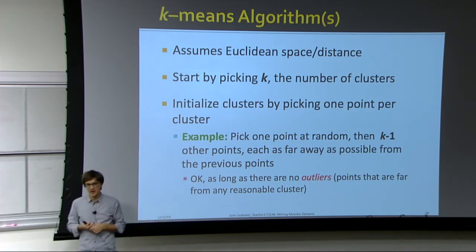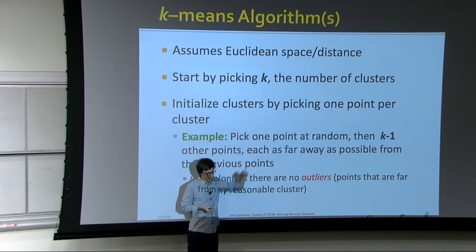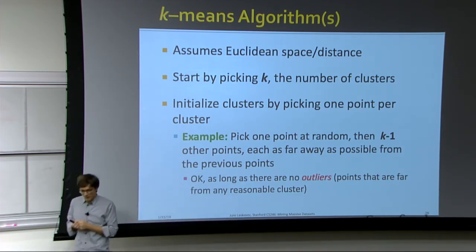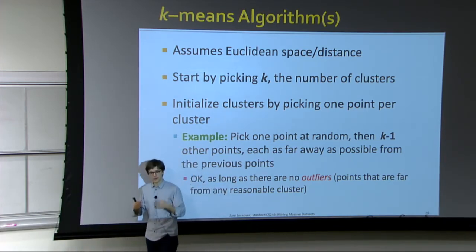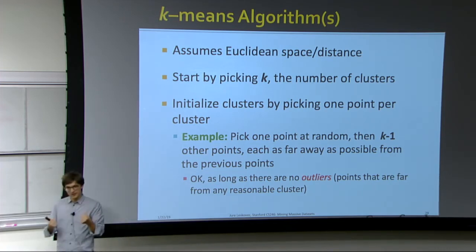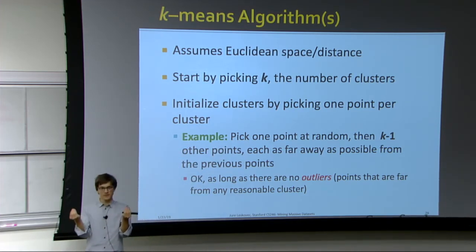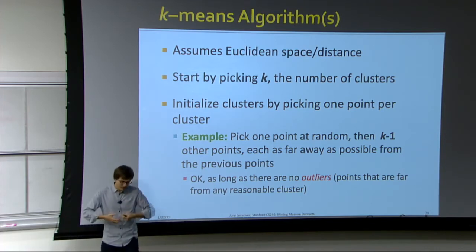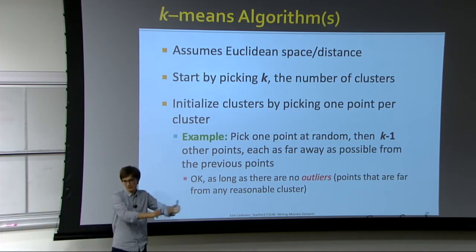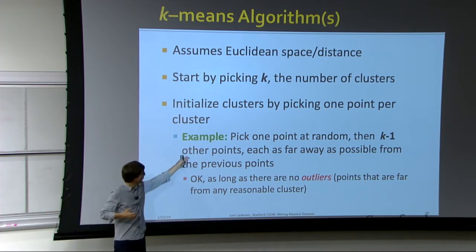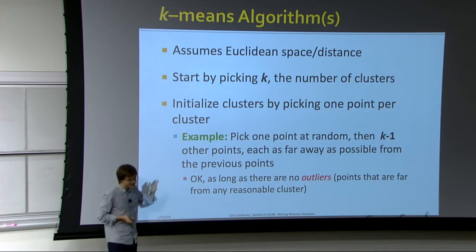And you could pick these k points at random, but picking them at random is a bad idea. So a better idea is the following. You pick one point at random, and then you pick the next point that is as far away from your first point as possible. And then you pick the third point that is as far away as possible from the first two points. And this way, you select the k points. The reason why you want to do this is because these k points will serve as your initial centroids. So you want to cover the breadth, the entire space, rather than pick more points where there is a lot of data and not pick anything where there is little data. So that's why you want to select your cluster centers as far away from each other as possible. So that's the first thing.